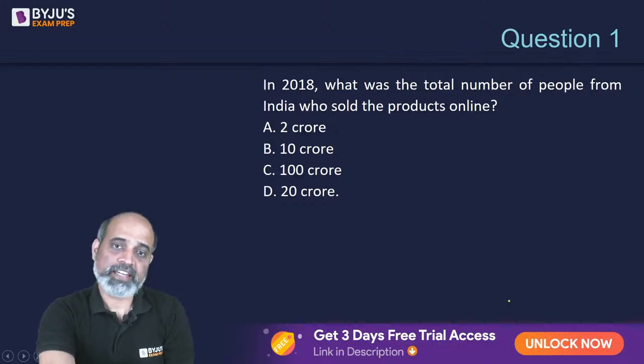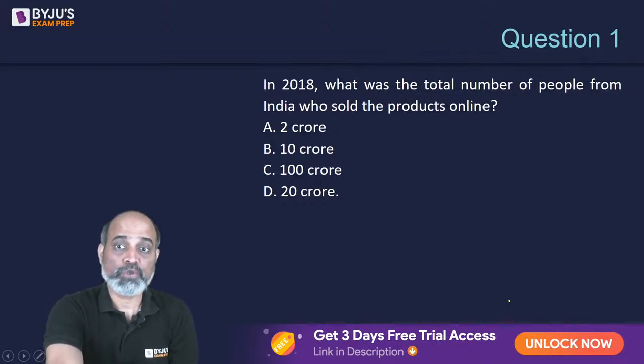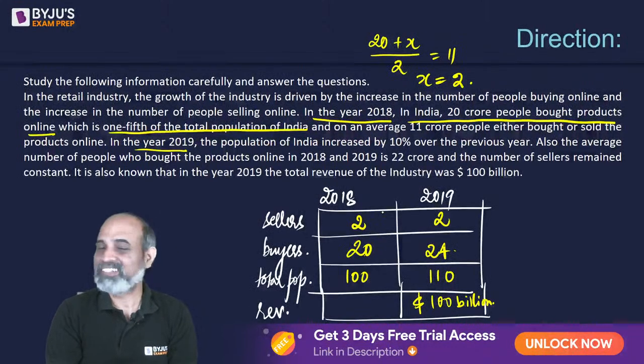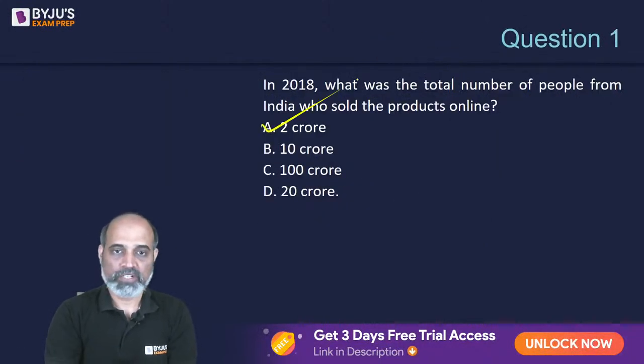The first question says, in 2018, what was the total number of people from India who sold the products online? So the sellers in 2018 is 2 crores. So option A.